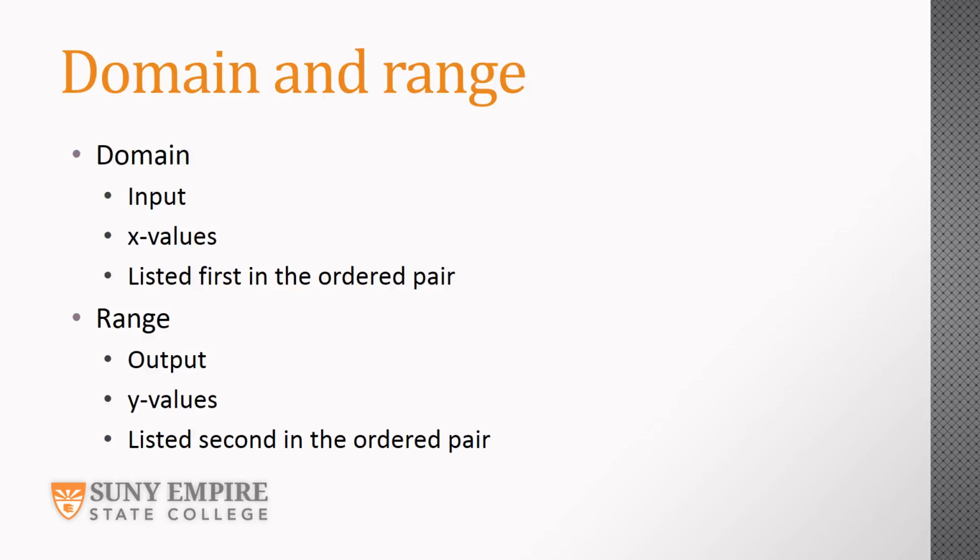When discussing relations, and eventually functions, it is important to have a bit of vocabulary. The domain is the set of all the inputs. It is all the x values that are used in the relation, which means it is all the numbers listed first in the ordered pairs. The range is the set of all the outputs. It is all the y values that we see in the relation, or all the numbers that are listed second in the ordered pairs. Let's look at some examples.